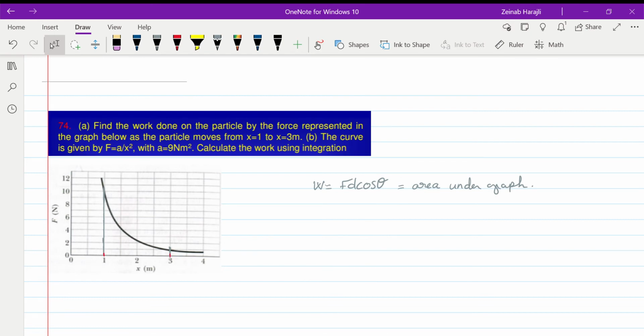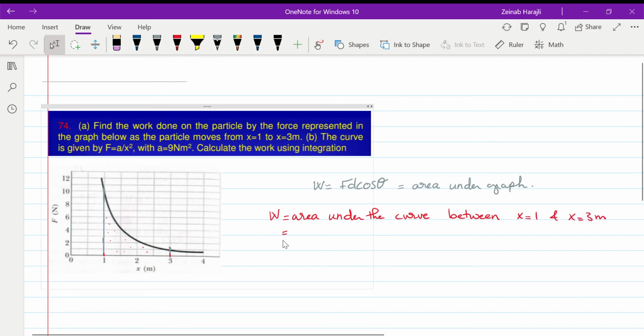And basically we can count the squares that we have here. So we count the squares that we have under our graph. We approximate these squares. So the work will be equal to the area under the curve between x equals 1 and x equals 3 meters, which is equal to 11.5 squares.